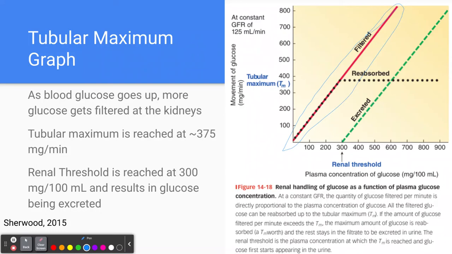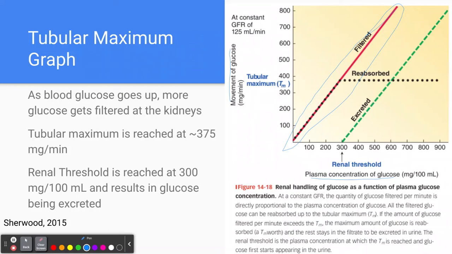And so as glucose goes up, so does the amount of filtered glucose. So as glucose concentration in the plasma, which is our x-axis here, goes up, so does the movement of glucose, or the filtered glucose. Okay, so we can see again that linear relationship.